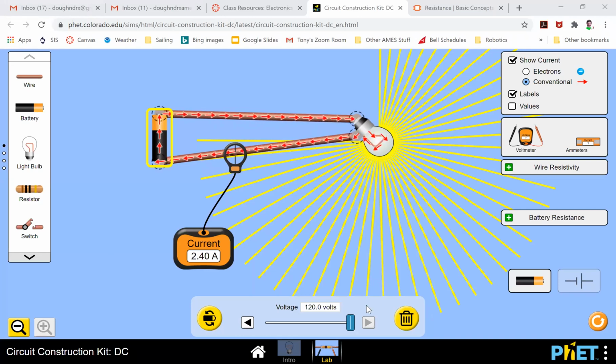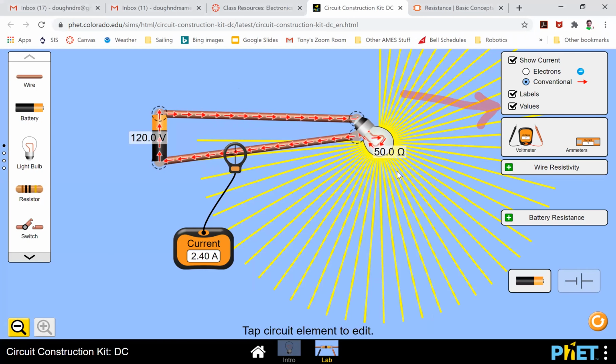Look over on the right here. Let me turn on the annotation. All right, look over on the right here. You see this box here that says values? Well, that's what I'm going to do. I'm going to click on values. And hey, look at that. Now the numbers all of a sudden appear.